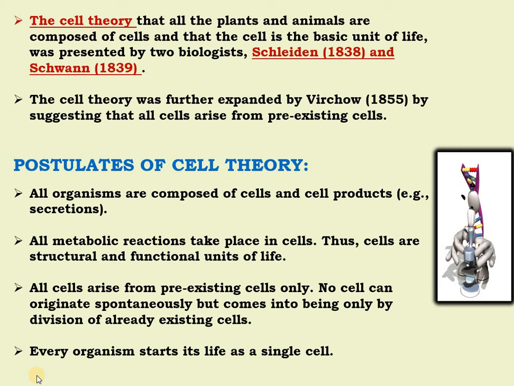Then came the cell theory. And what was the cell theory? The cell theory was that all plants and animals are composed of cells, and that the cell is the basic unit of life. This was presented by two biologists, Schleiden and Schwann. The cell theory was further expanded by Virchow by suggesting that all cells arise from pre-existing cells.